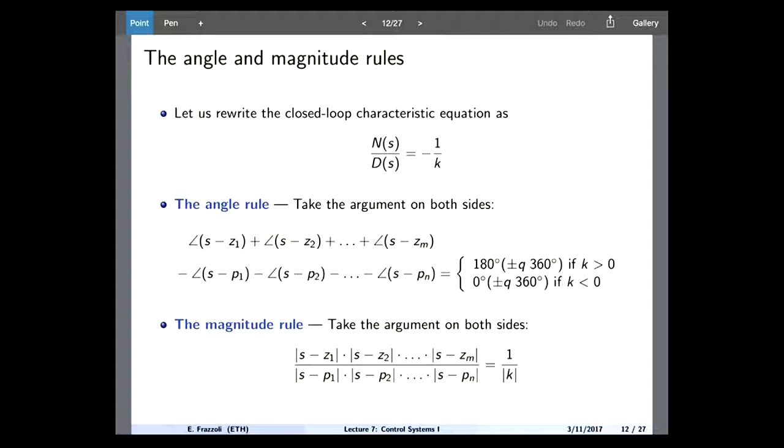The other thing that we can do is take the magnitude on the left-hand side and the magnitude on the right-hand side. The magnitude on the left-hand side is given by the product of the magnitudes of all the factors: magnitude of s minus z1 times s minus z2, and so on, over the magnitude of s minus p1 times the magnitude of s minus p2, and so on. This must be equal to the magnitude of the right-hand side. The magnitude of the right-hand side is 1 over k, regardless of the sign of k.